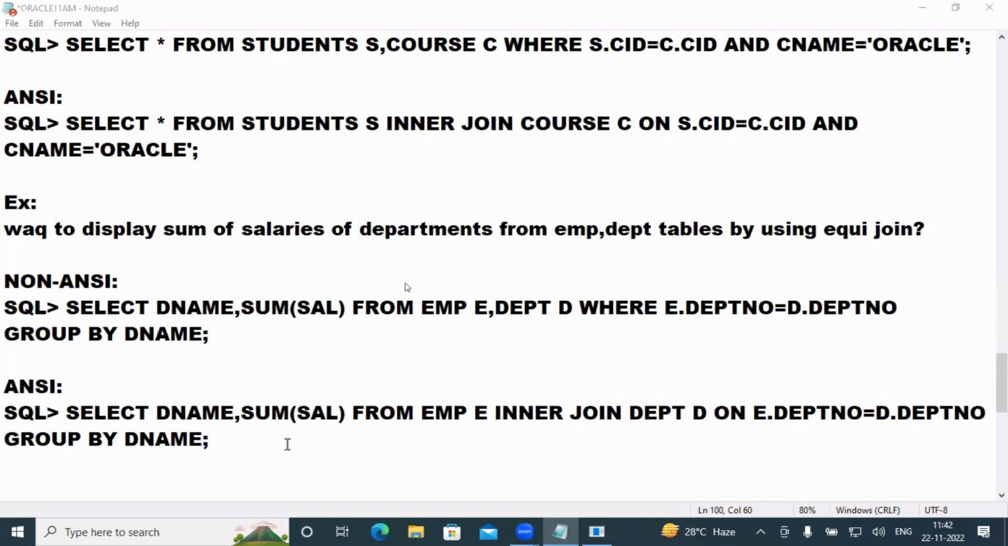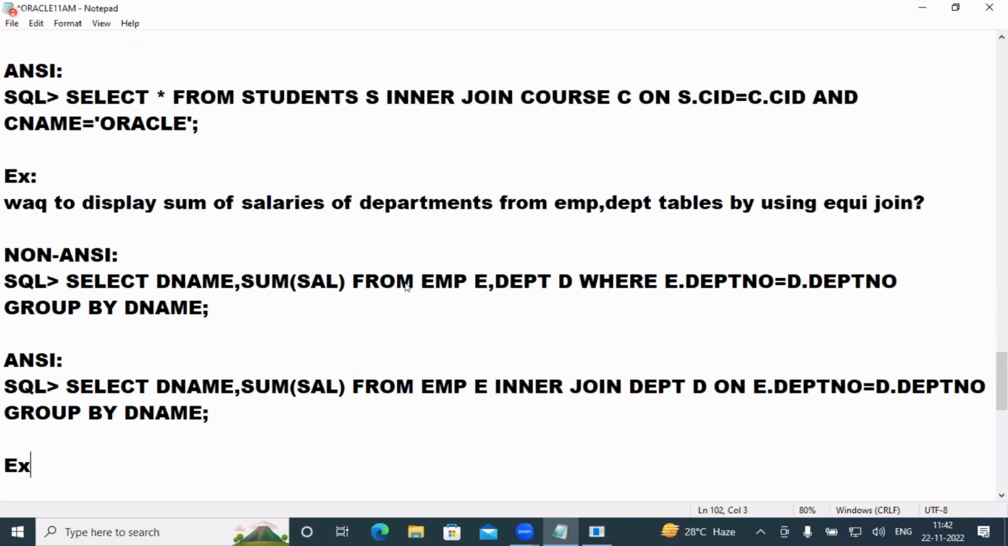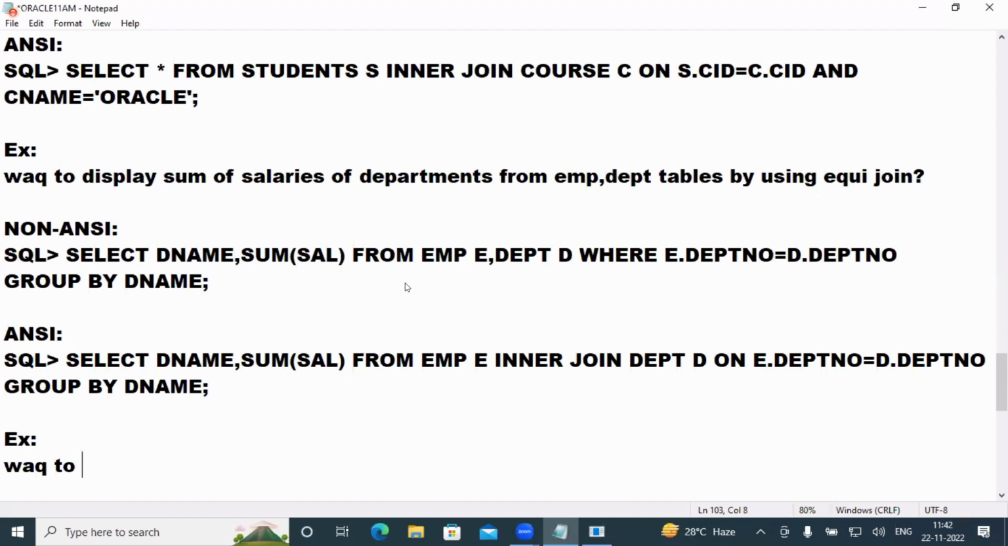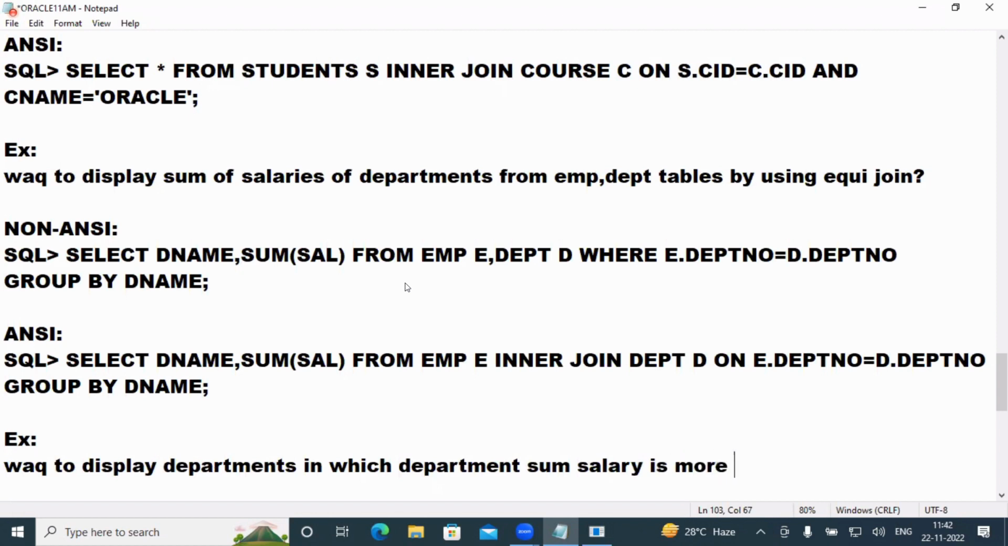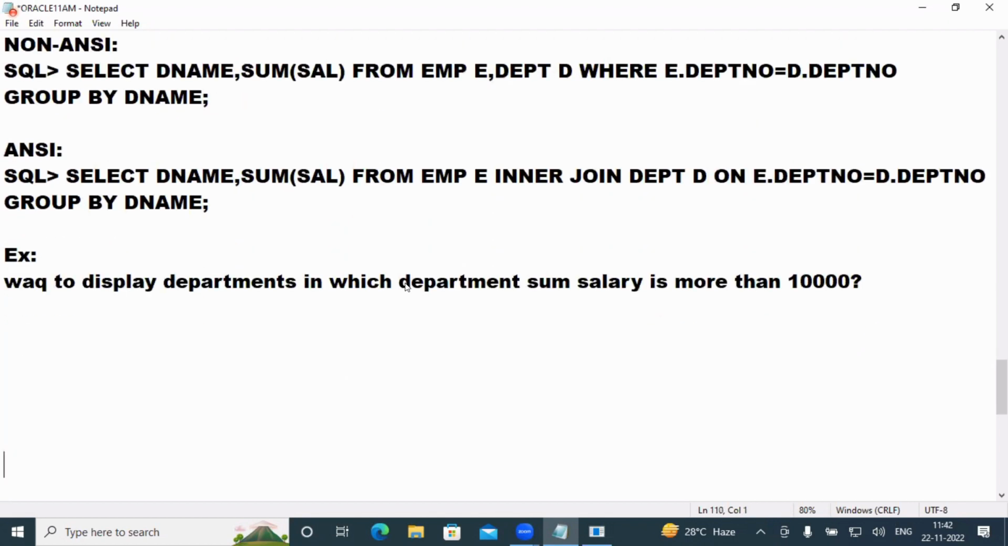Another example, next example, observe. What is my next example here? Write a query to display departments in which the sum of salary is more than 10,000.